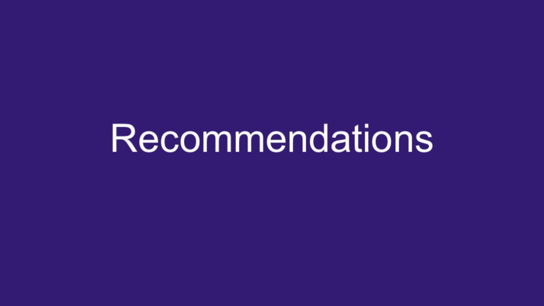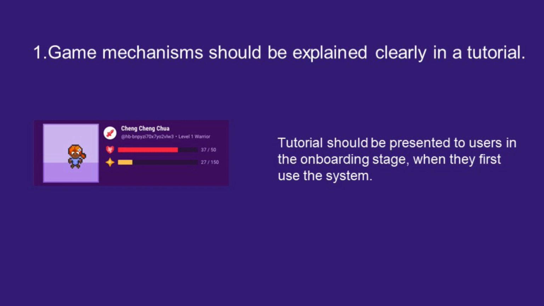All those findings that we have collected and analysis lead us to formulating some solutions to mitigate this problem. Here are a few recommendations for Habitica's website. The game mechanism used in Habitica should be explained clearly in a tutorial. Tutorial should be presented to the user in the onboarding stage when they first use the system. If a tutorial cannot be displayed when they first use the system, then the game mechanism should be limited until the user gets more experience with the game and the interface.